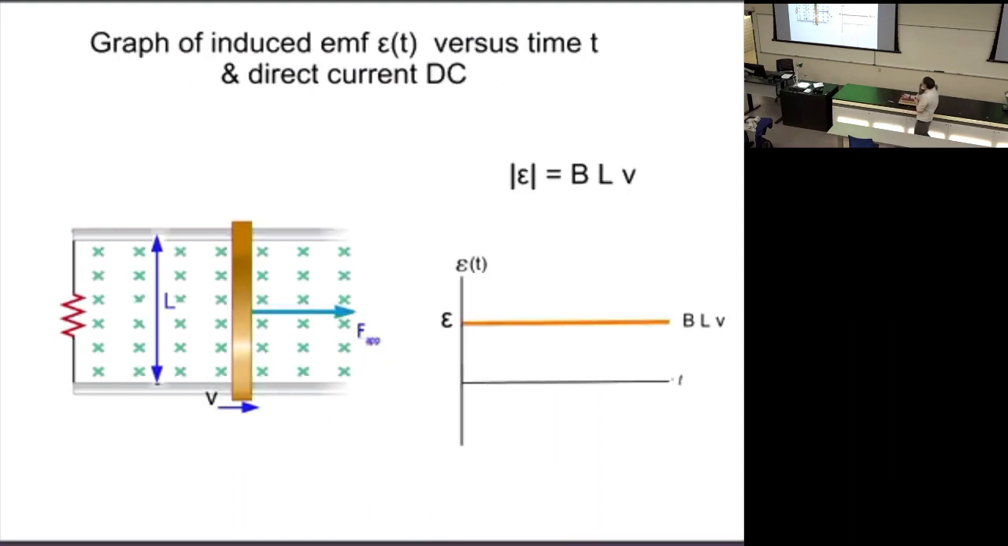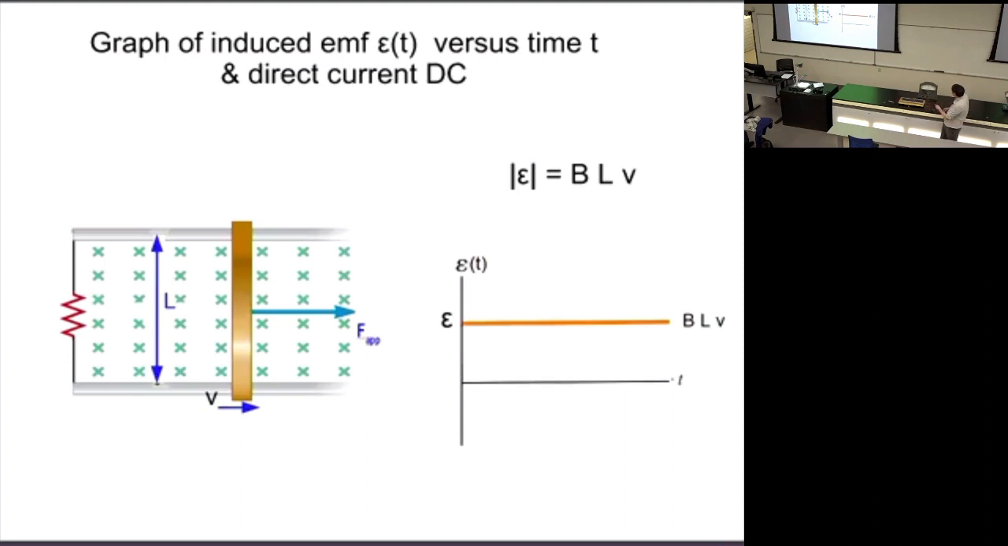Let me make a point. This might seem a bit of a silly point right now, but it's going to come up when we go on to the rotational motion. If I was able to make a practical generator with this, where I would just move the rod at constant speed from left to right, that would generate what we call direct current. It would generate a constant EMF if I move the rod with constant velocity. And this is what we call direct current.